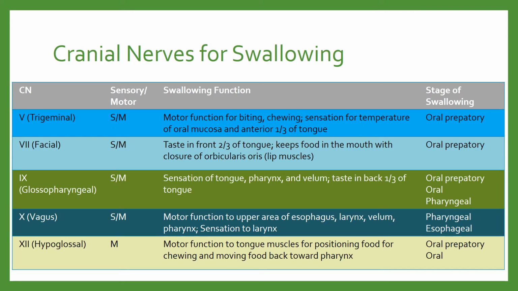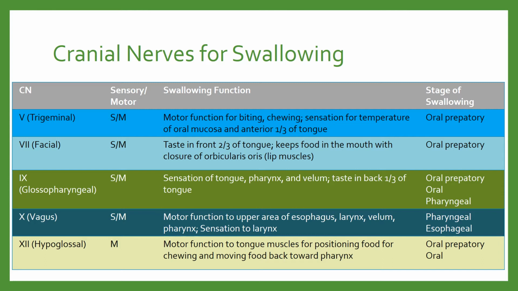There are 5 cranial nerves important for swallowing, and they give us our sensory and our motor functions. We have cranial nerves 5, 7, 9, 10, and 12. The trigeminal nerve gives us the motor function for biting and chewing. It also gives us the sensation for temperature when we're eating, and for the oral mucosa, or that coating of mucosa in the mouth, as well as the front portion of the tongue. That's important for the oral preparatory phase. And we have the facial nerve that gives us taste in the front 2/3 of the tongue, and it helps us keep the food in the mouth by helping us close the lips. This is also important for the oral preparatory phase.